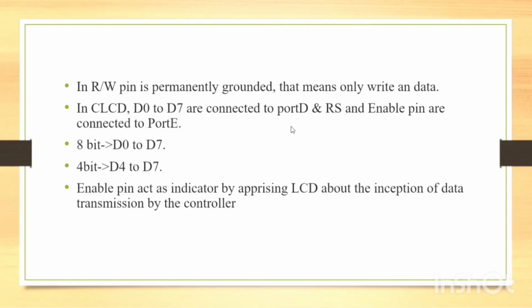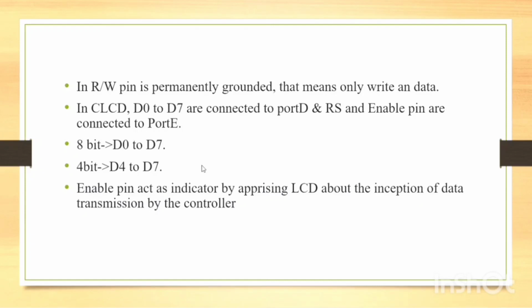In the CLCD, D0 to D7 are connected to port D, and the register select and enable pins are connected to port E. Here we need to keep the enable pin always high, which means active. 8-bit data is connected to D0 to D7 pins. If we are using 4-bit data, we need to connect D4 to D7. The enable pin acts as an indicator, informing the LCD about the start of data transmission by the controller.